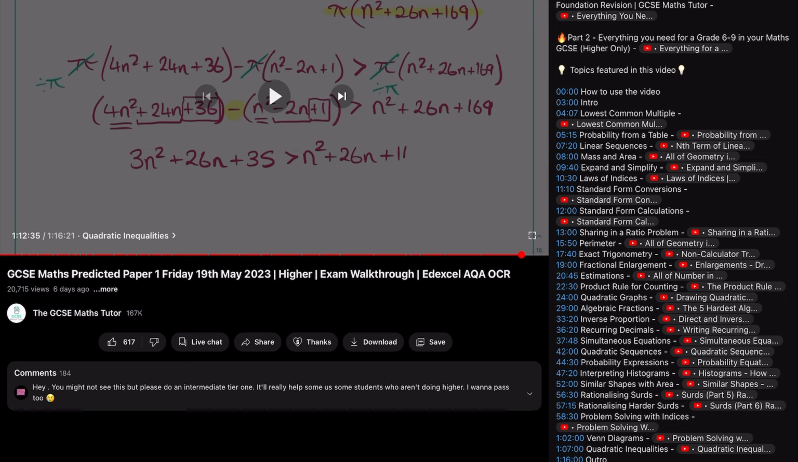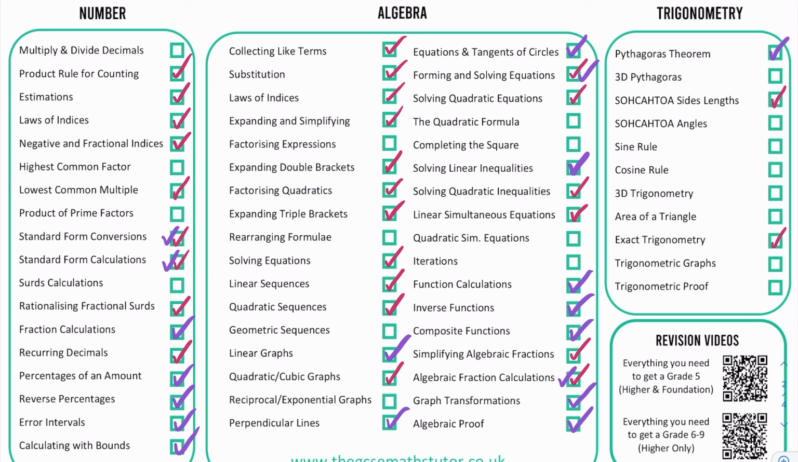Now this is obviously the paper 2 paper, so I'm just going to show you some of the topics that are going to appear on here. So again, this is the checklist that you can download from the website. The link is in the description. Now if you look, the red ticks are the ones that we did in paper 1 and the purple ticks are the ones that are appearing in this one.